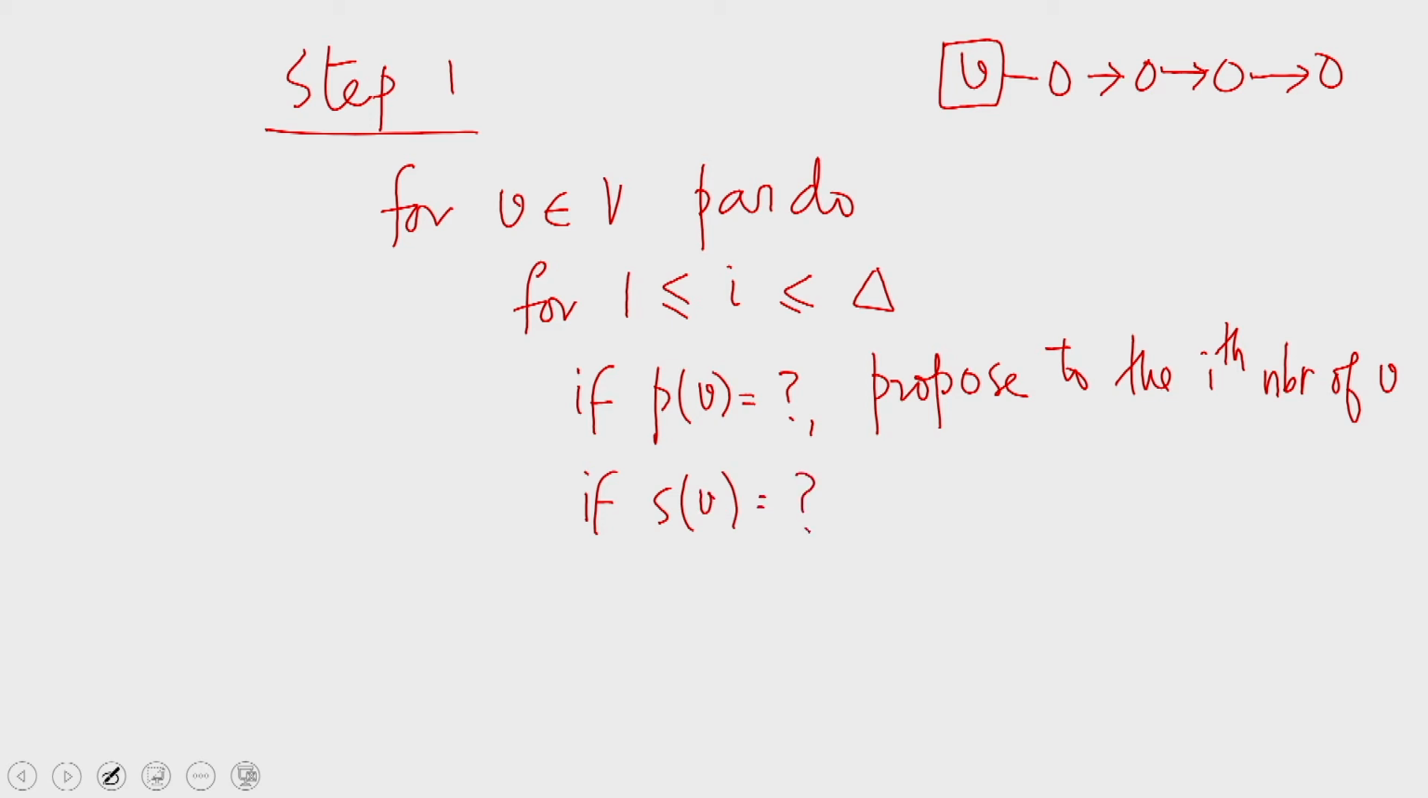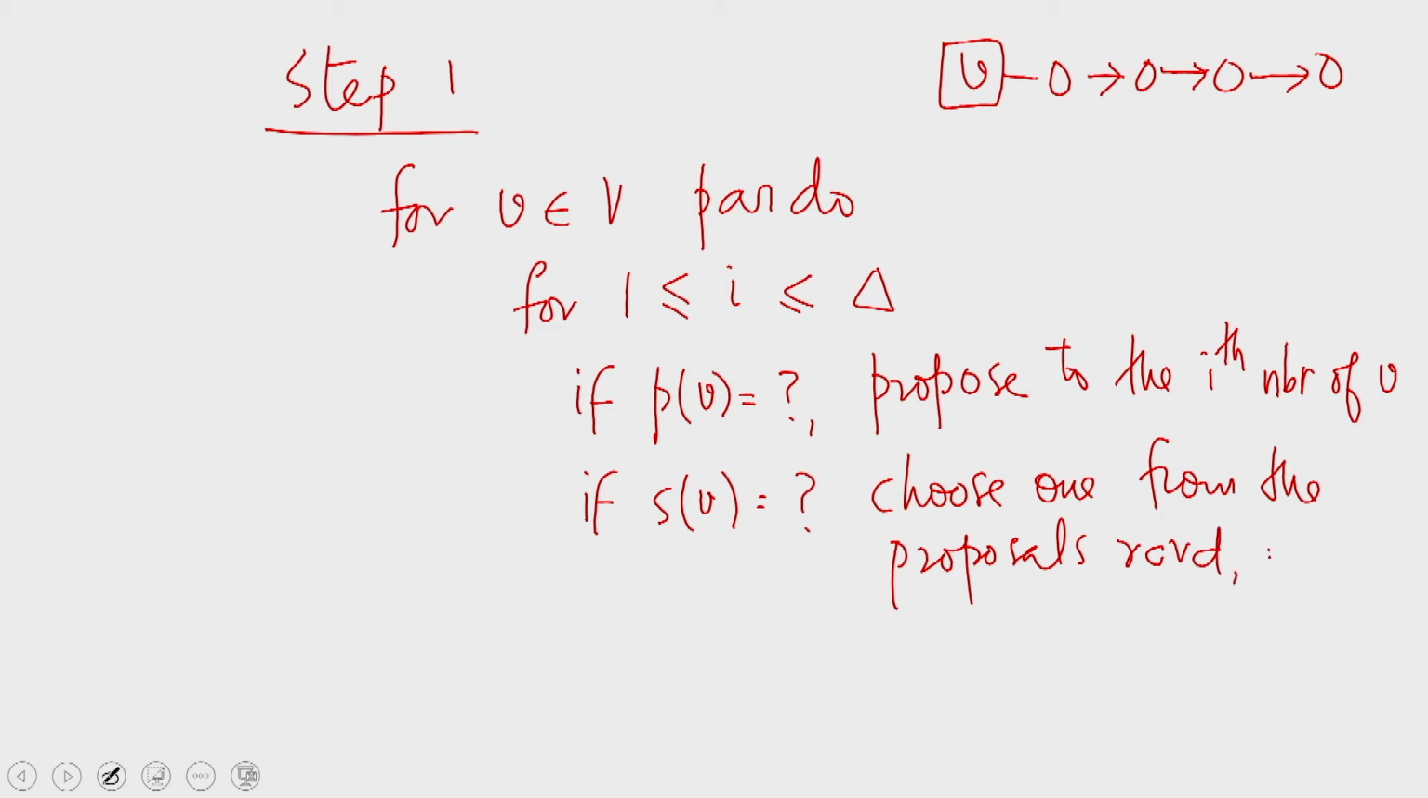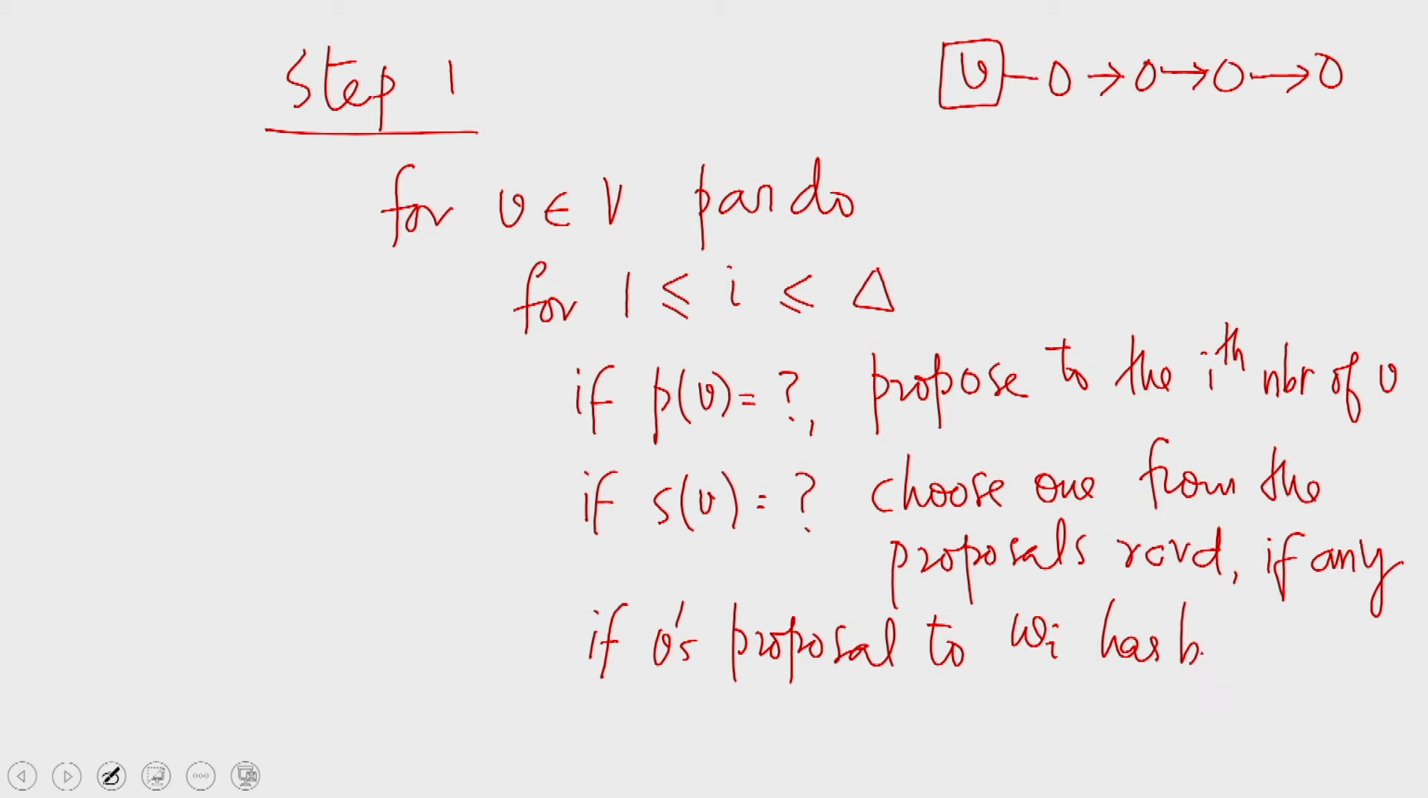So, if the successor of V has not been defined yet, it chooses one from the proposals received, if any. Of course, it is not necessary for a vertex to receive proposals. In case it does not receive a proposal, there is nothing to choose from. It will not be able to choose the successor in this step. Let us say if V's proposal to its ith neighbor Wi has been accepted, then appoint Wi as the parent.